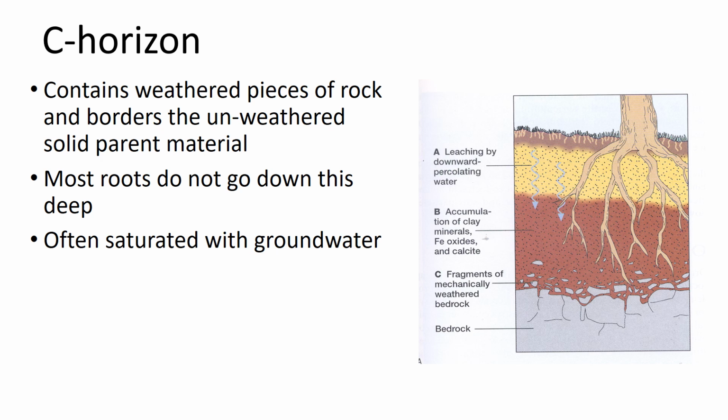We have our C horizon, and so you have these weathered pieces of rock and unweathered parent material. Most roots don't go down this deep, and usually this is where it's saturated with groundwater. So when your pore spaces are completely full of water, this is what we call groundwater.